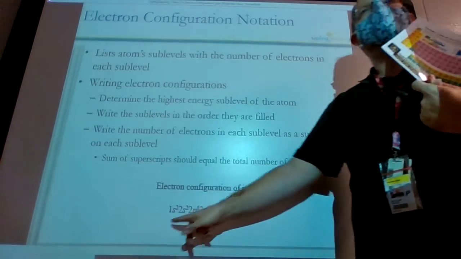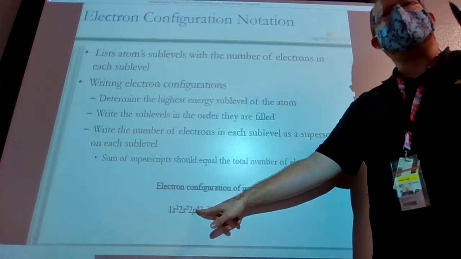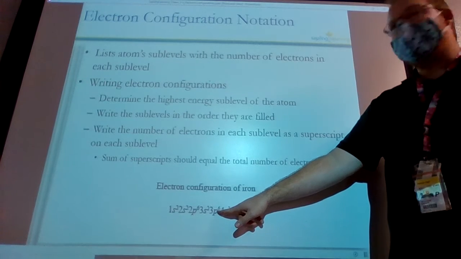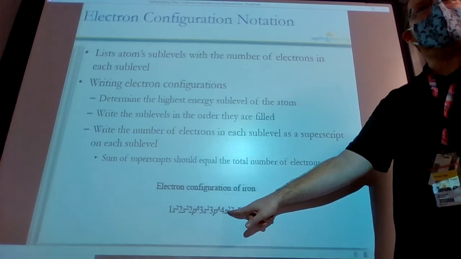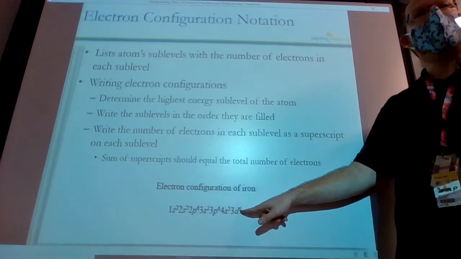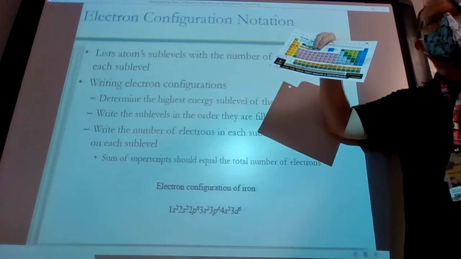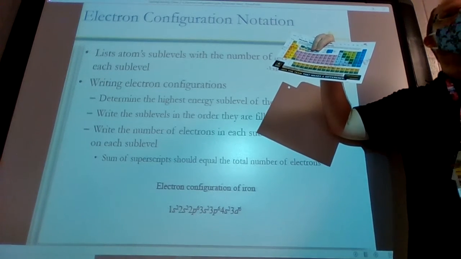If you add up these exponents, 2 plus 2 is 4. 4 plus 6 is 10. 10 plus 2 is 12. 12 plus 6 is 18. 18 plus 2 is 20. And 20 plus 5 is what? 25. How many protons does manganese have? 25. And if it's a neutral atom, it'll have 25 electrons.